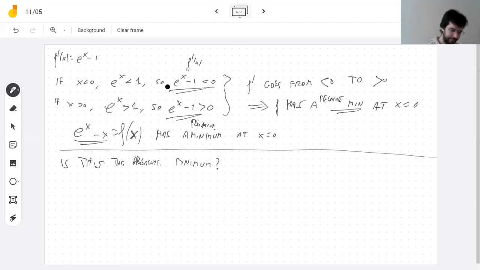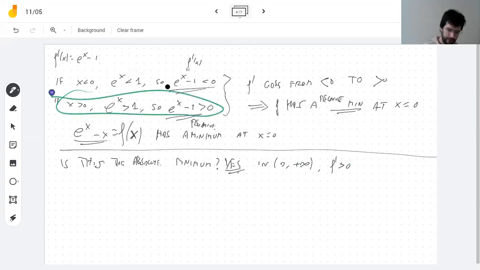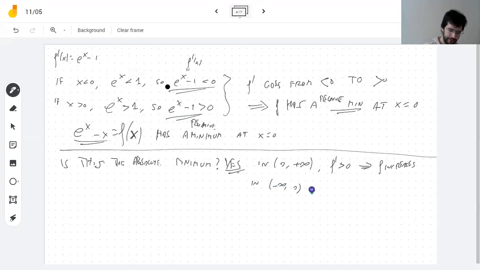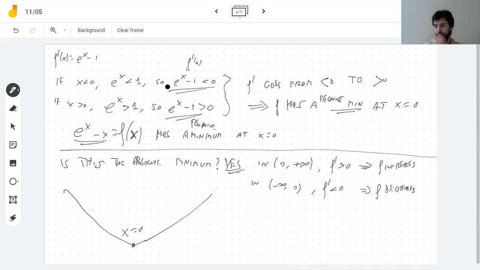Well, let me tell you. It is because for all the positive numbers, the derivative is positive. I did that over here. So f increases forever. For all the negative numbers, the derivative is negative, so f decreases. And if you're decreasing forever until you reach x equals zero, and then you increase forever, you're never going to hit a smaller number. And that's all there is to it.